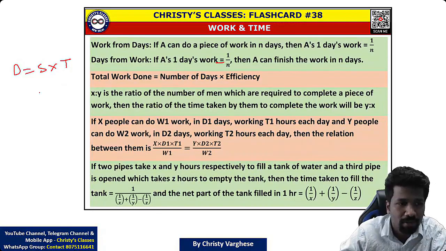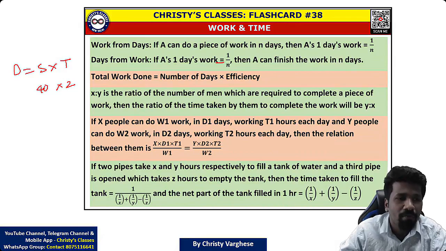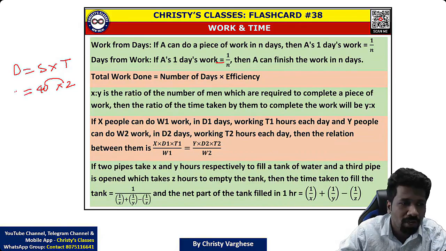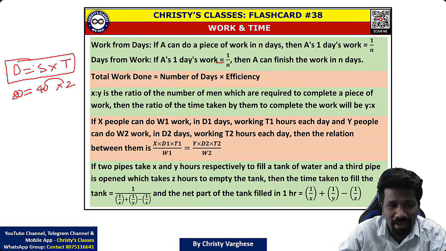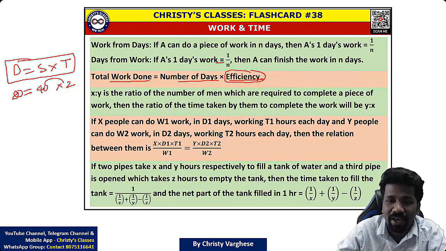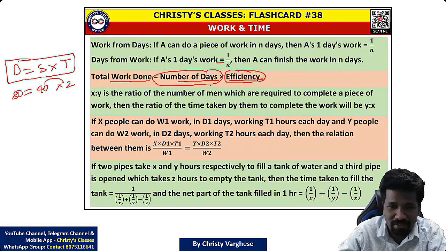For example, if a person is moving at 40 km per hour for 2 hours, what is the meaning of 40 km per hour? 40 km in 1 hour. So in 2 hours, 40 into 2, 80 km. That is the meaning of distance equal to speed into time. In the same way, in this chapter, work done is equal to speed into time itself. But in this chapter, the different name for speed is efficiency. Efficiency into number of days, which means time itself.